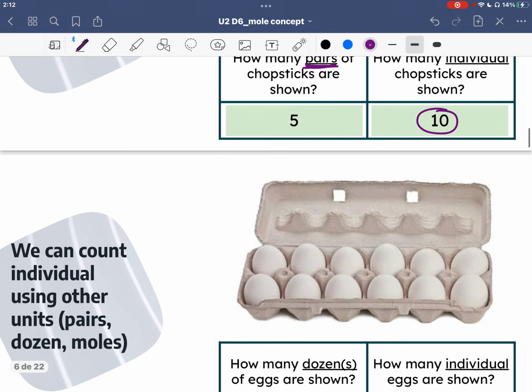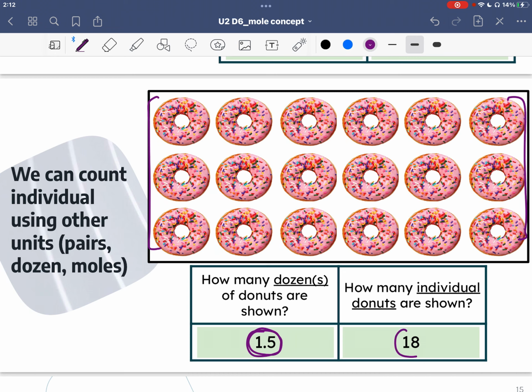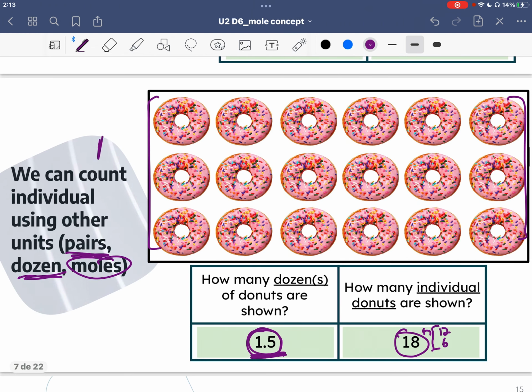And I could even have part of a dozen, for example. So here I have 18 donuts. 18 donuts would be 12 donuts plus half a dozen donuts, which is 18 donuts, or 1.5 dozen. So I'm seeing that I can count individual things using other units, pairs, dozens, and now we'll take a look at moles. If this idea right here is unclear, pause the video for a moment and get yourself caught up.